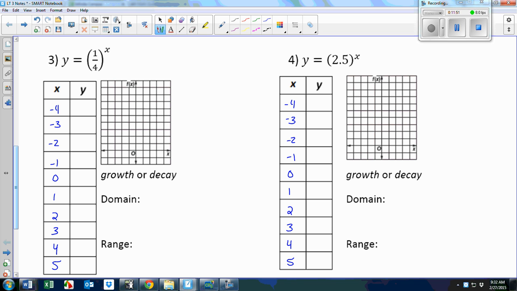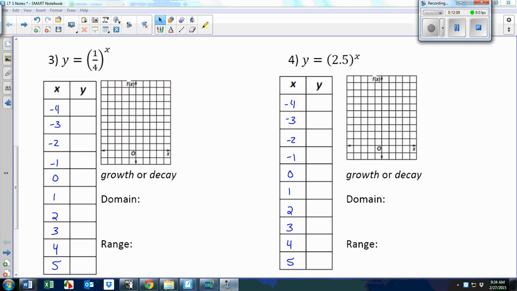Mental math, I don't know what 2.5 squared is. Well, that one maybe. 2.5 to the, you're going to need the calculator and probably have to just use decimals. So give 3 and 4 a try.